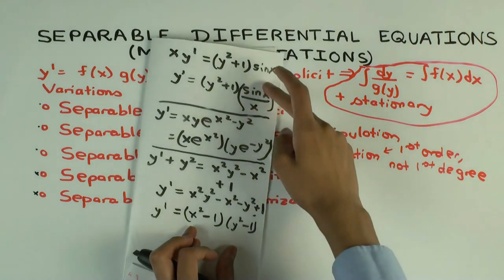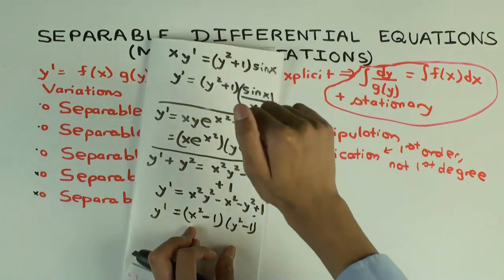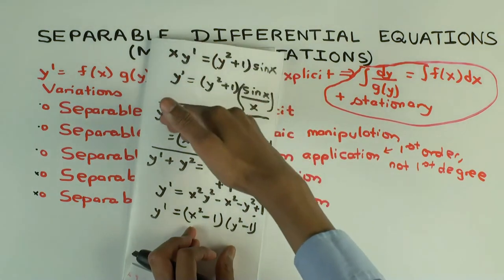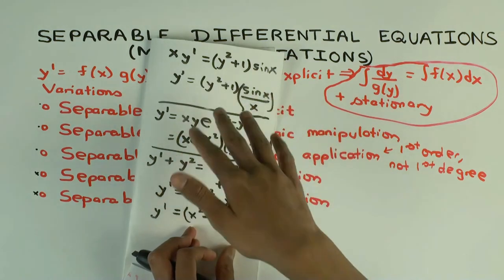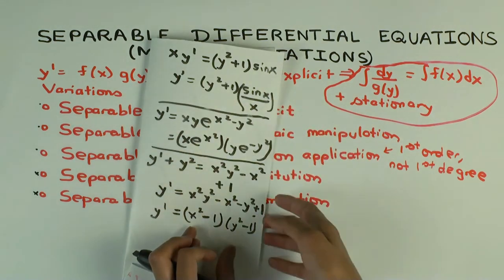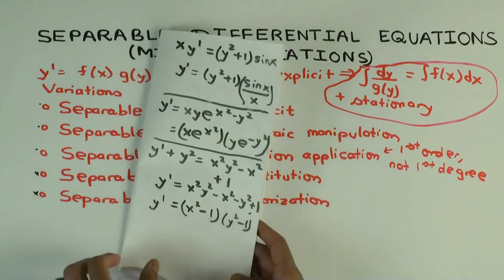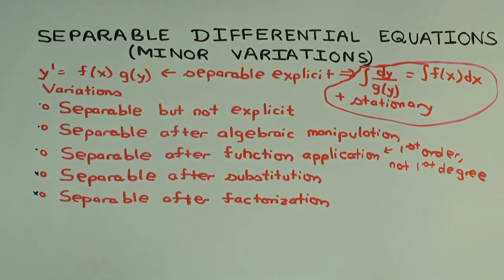So this was separable but not explicit. You just cleared out the coefficient of y prime. These were examples where it's already separable, but it's not in factored form. You have to do the factorization yourself. Okay? Now, I want to talk about separable after function application. So there's a lot to talk about here.